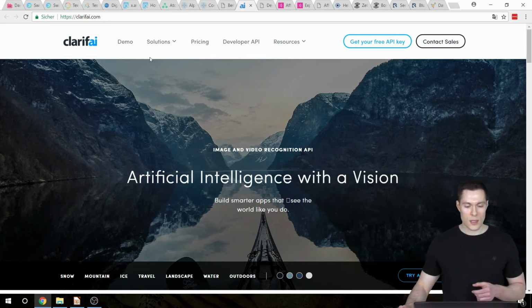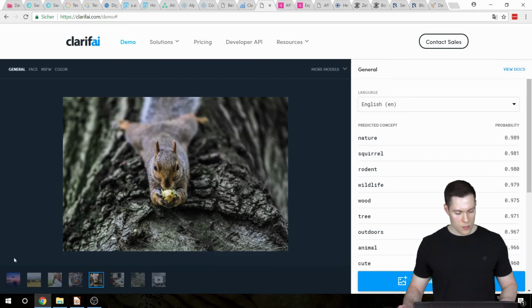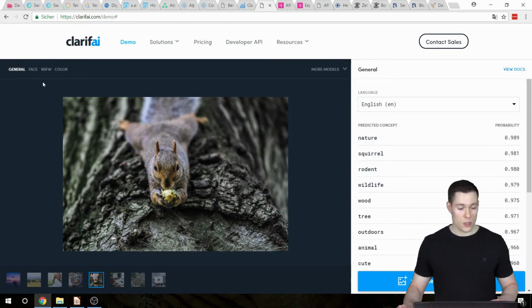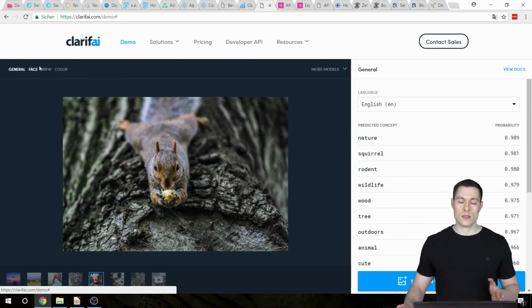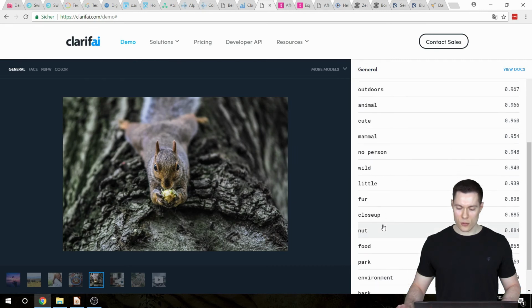And the cool thing is that they also have a demo that you can play around with. So this is the demo, and here at the bottom there are some preloaded images, and here on the right you can also upload your own images. And on the top there are the models that should be applied to the image. So the different models are simply specialized in recognizing different things. The general model, for example, recognizes the general content of an image and also the objects within the image. So in this case, it recognized that it's about nature and that there's a squirrel, some wood or tree, and it also recognized the nut that the squirrel is holding.